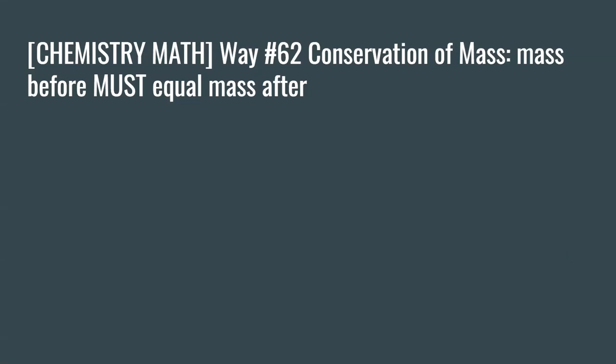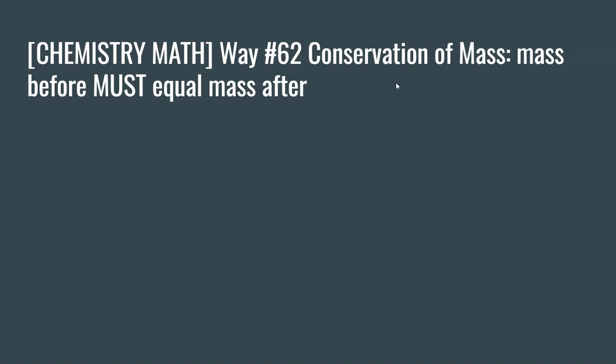This video continues our discussion of the math of chemistry by applying the conservation of mass law. The conservation of mass law states that the mass before a chemical equation must equal the mass after, which shows that mass is conserved. Another way to apply this exact same law is by balancing atoms.